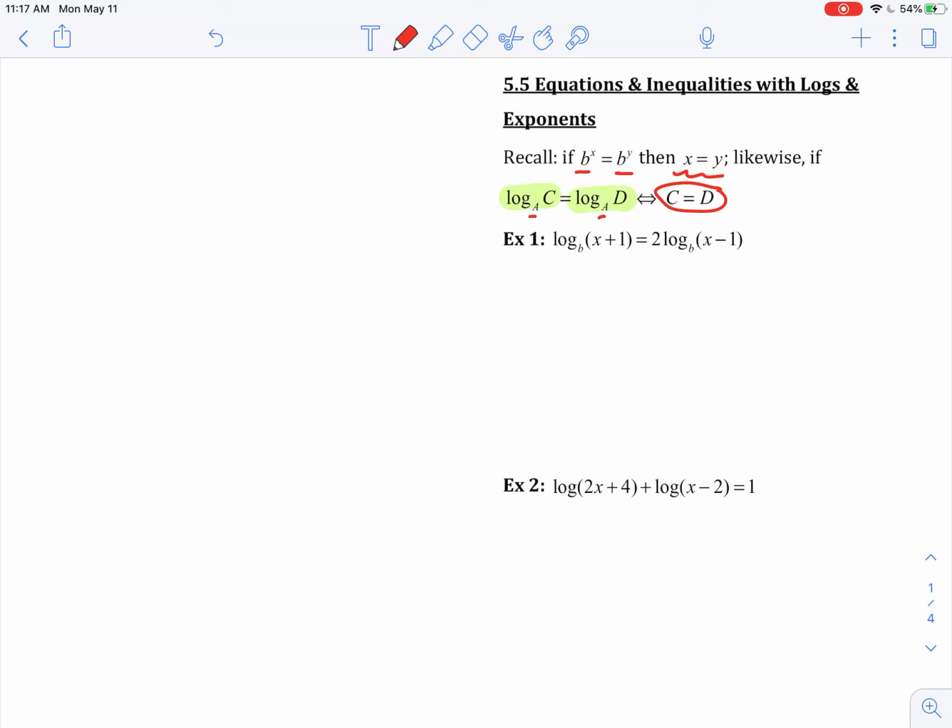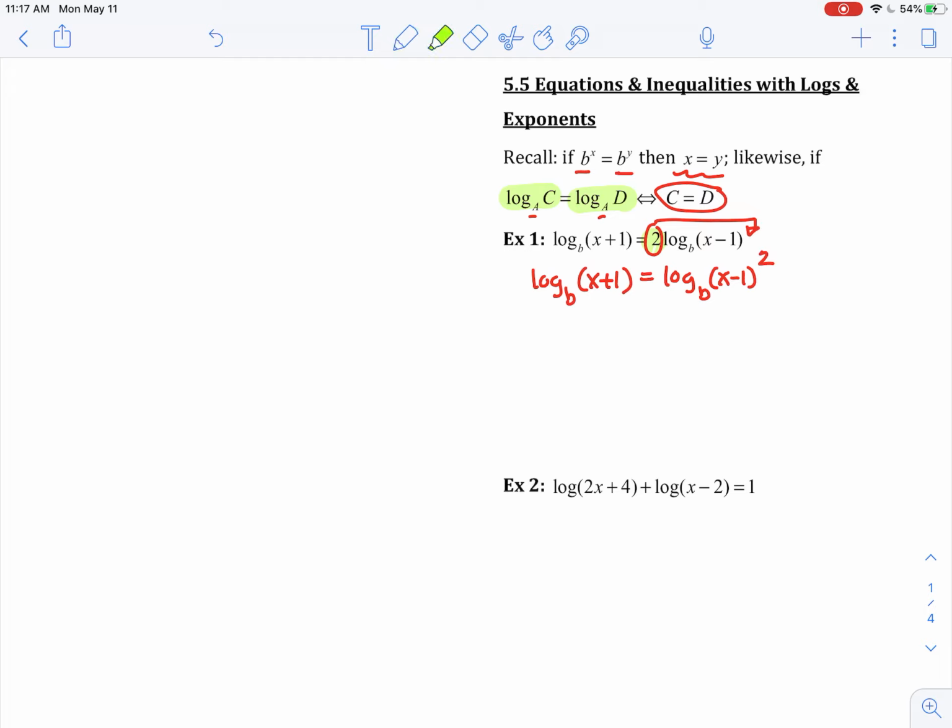Number one, we have a couple of different options. We know that if we have a number in front of a log, recall that multiplication, that means that coefficient in front of that log could have been up here as an exponent. So I'm going to move that 2 back up as an exponent so that the log of x plus 1 is equal to the log of x minus 1 quantity squared.